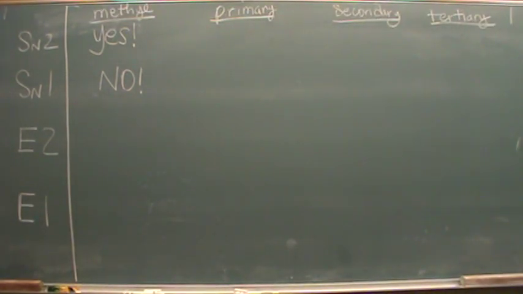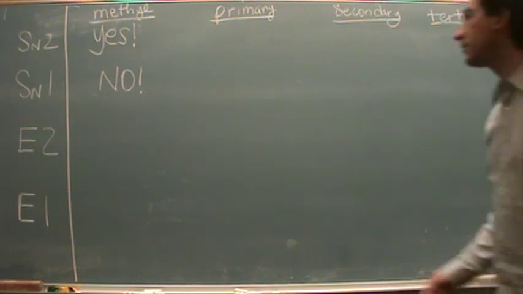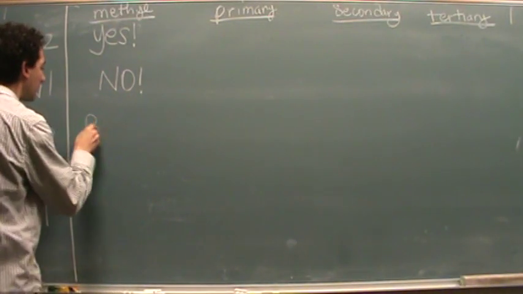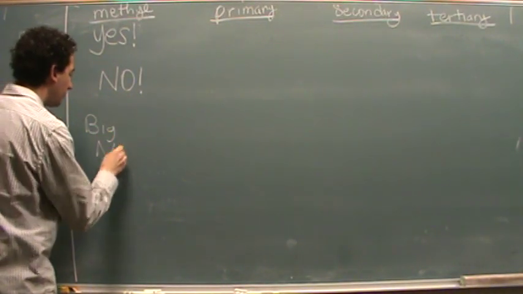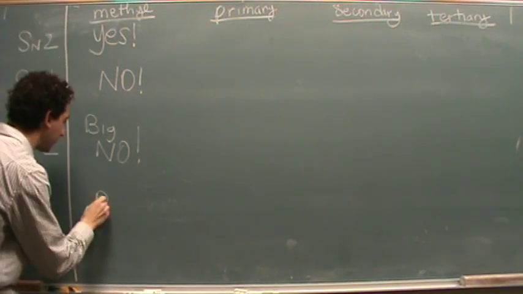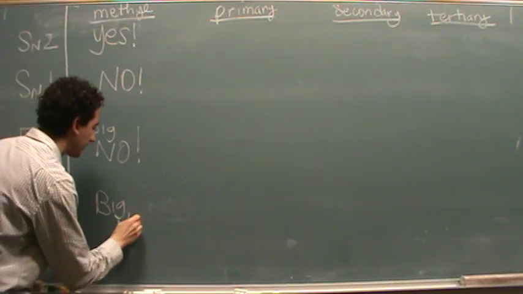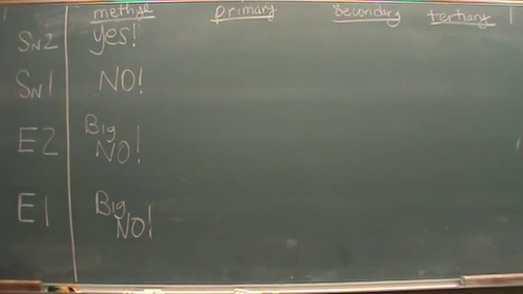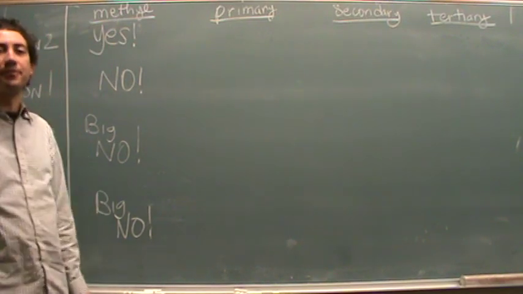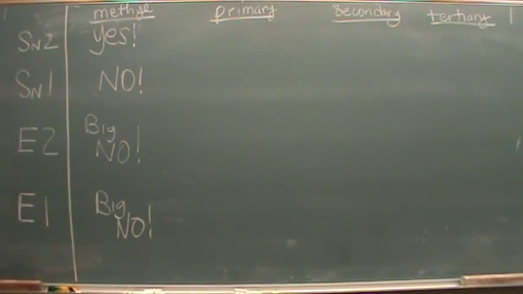Now let's say for the E2, I'm going to put a huge, monstrous, big no, and a big no for the E1. Why? Because there are not enough carbons on there to make a double bond. There's only one carbon on a methyl, so it's not even physically possible for those to happen. So we're really looking at SN2 for the methyl. That's an easy one.